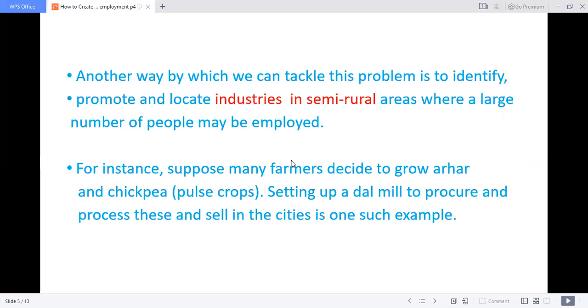Okay. Then industries in semi-rural areas can be set up. In semi-rural areas, industries can be set up.